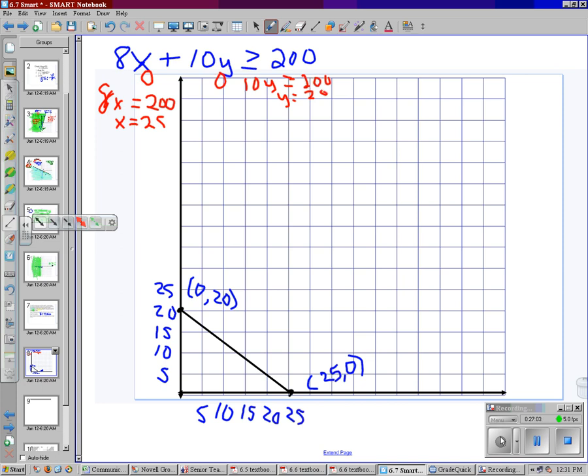Now we have to determine whether we're going to shade above this line or below this line. Pick a point. That's the easiest way to do this kind. Pick the point 0, 0, and put it into your equation. 8 times 0 plus 10 times 0 is greater than or equal to 200.